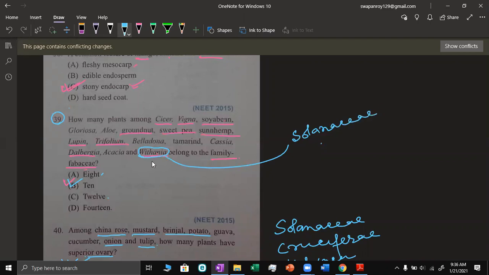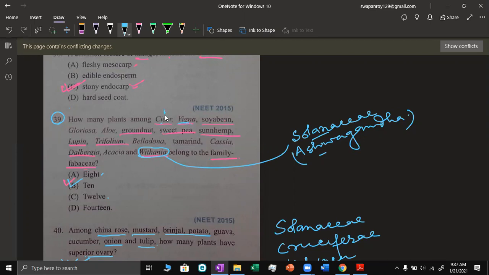Okay, this is actually ashwagandha, a medicinal plant from Solanaceae, not from Papilionaceae. And the others are correct: Cicer, Vigna, soybean. This one is Phaseolus, also a synonym. Vigna is mung, and urad, Cicer.